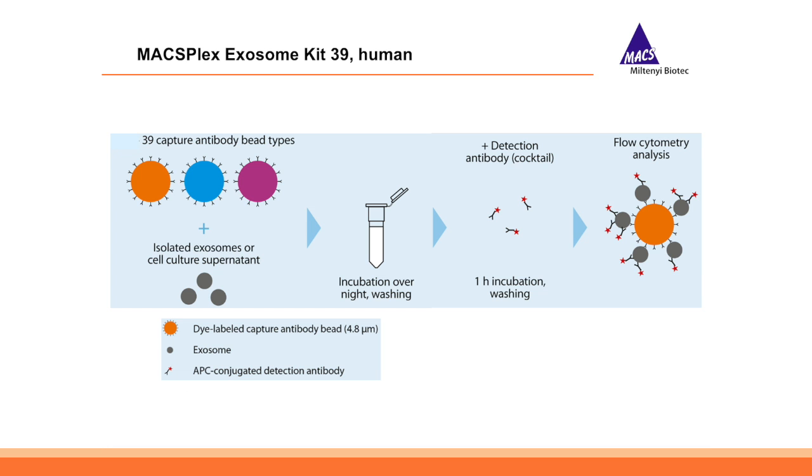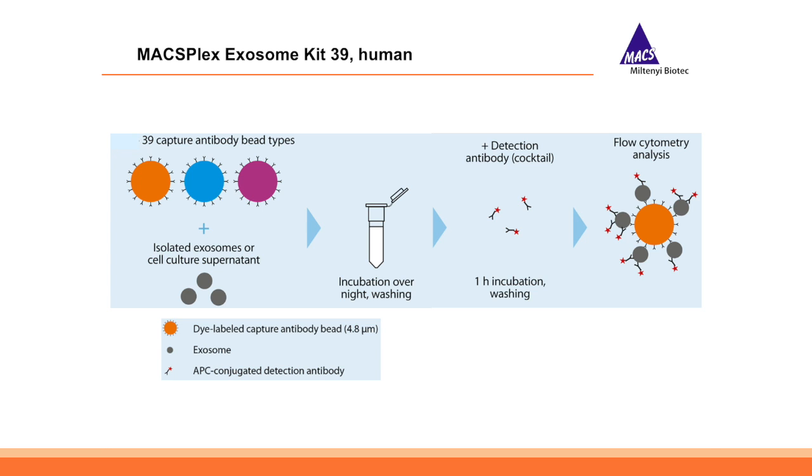I will now introduce you to our new multiplex bead-based assay, and we developed this assay to simplify protein analysis on exosomes. The assay consists of 39 capture antibody beads, which are color-coded so that they can be distinguished by flow cytometry, and each bead is coupled to a different antibody. With these antibodies, we can catch exosomes, either isolated exosomes or from cell culture supernatant. We incubate them together, and then we can use a different antibody or antibody cocktail to detect the bound exosomes on the beads in the flow cytometry.